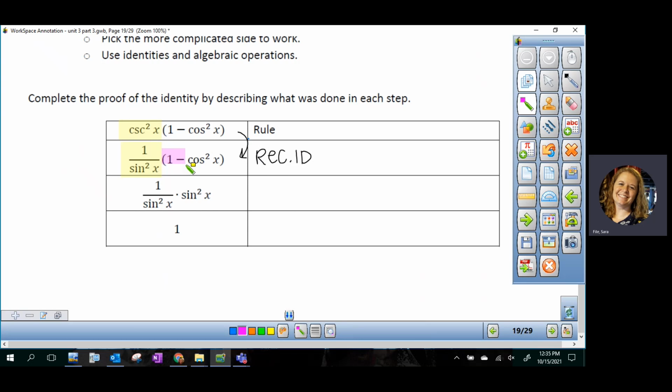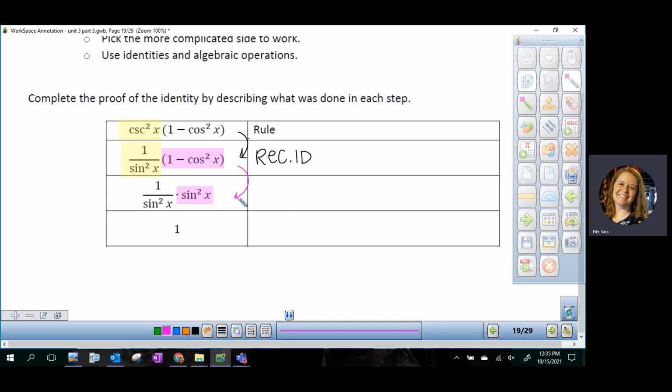Now here I replace 1 minus cosine squared with sine squared to get from this line to this line. How was I able to do that? Is that an identity or is that an algebraic operation? Look at your list of identities as we're doing this. Whenever you see a trig function squared, that should clue you in to go and look at your Pythagorean IDs. I'm not saying every time it will be, but that's a good place to start looking if you see trig functions squared.